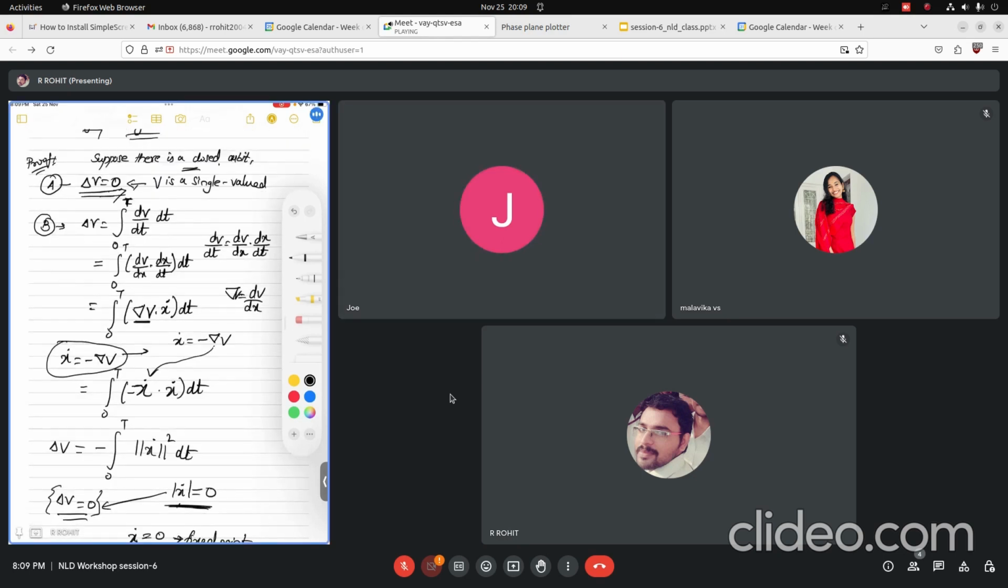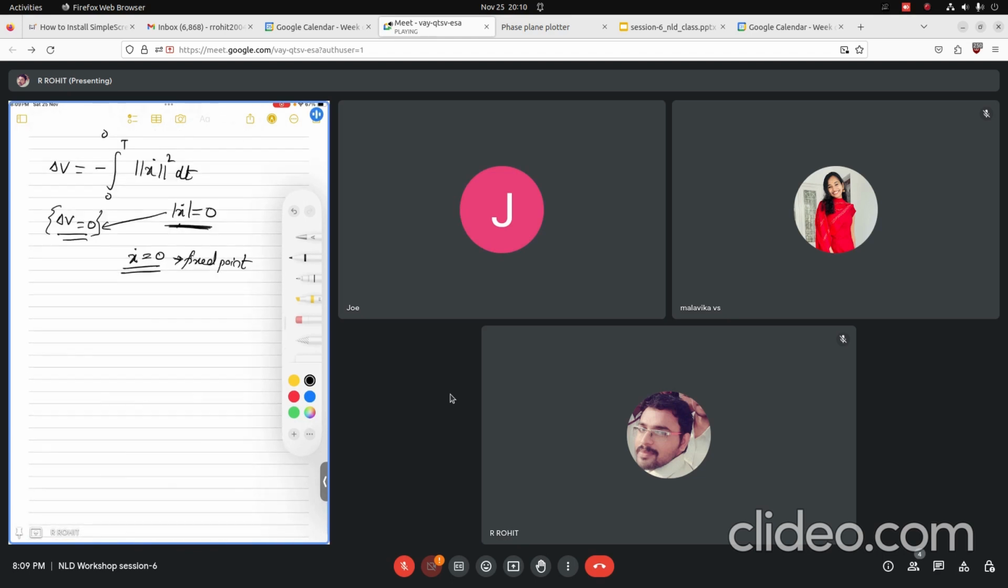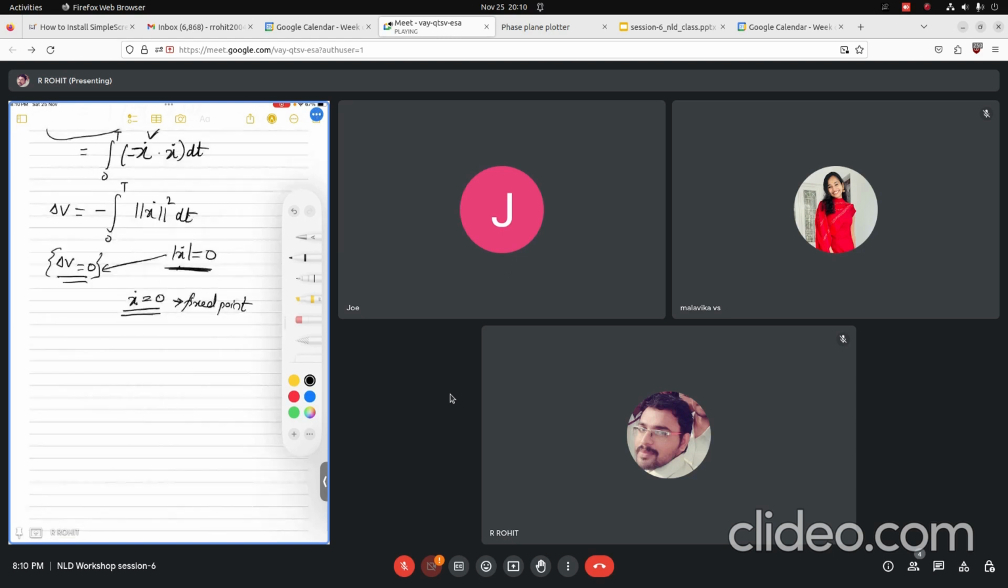So we have made a contradiction now, that if you have a closed orbit, then del v should be equal to 0, but we proved that if del v is equal to 0, then it should be a fixed point. So these two contradict now. So you can't say that there will be a fixed point or anything, but you can surely say that there cannot be any closed orbit. So that's the statement which we made. So closed orbits cannot exist in gradient system.